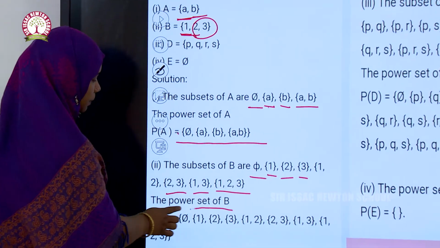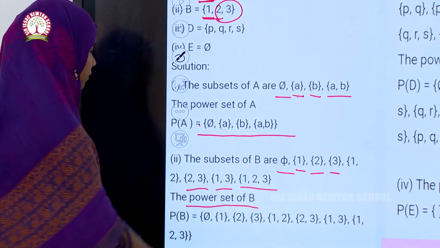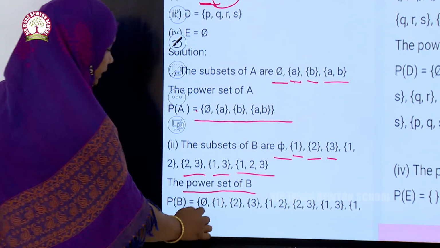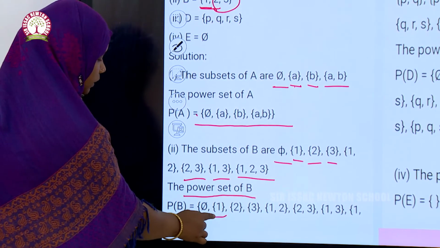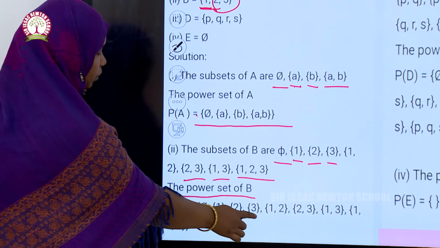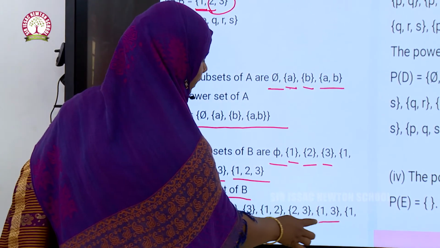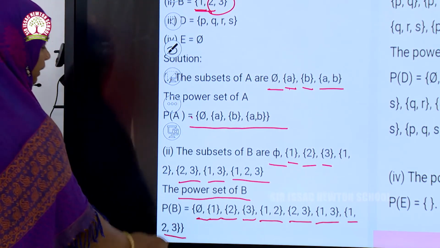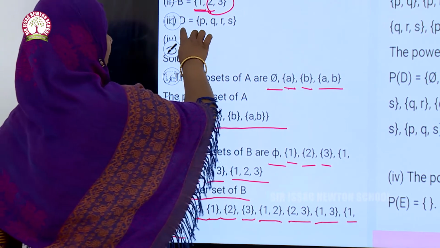And what is the power set? The set of all possible subsets of B. Therefore, write all these within the set braces. Okay. So first the null set, the sets with one element 1, 2 and 3, then 1, 2; 2, 3; 1, 3; and 1, 2, 3. So this is the power set of the set B. See, look at one more example.